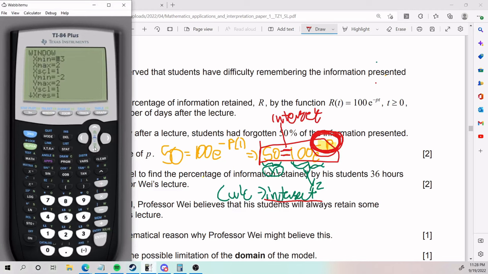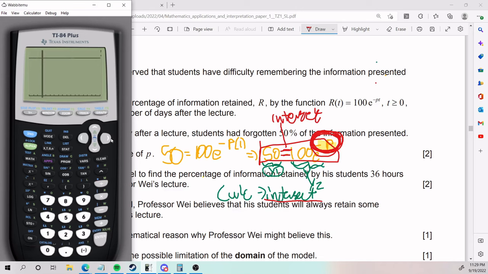So, we go over here. We're going to change our window a little bit because we want to make sure that the answer shows up. Because one of my lines is at 50, I should at least put a Y max of 50. And just so that it looks nice, I'll put 60. See? And my x value is probably going to be pretty low because we're talking about weeks. Just to make sure that I can see the graph, I'll put 2 weeks. You know, you never know.